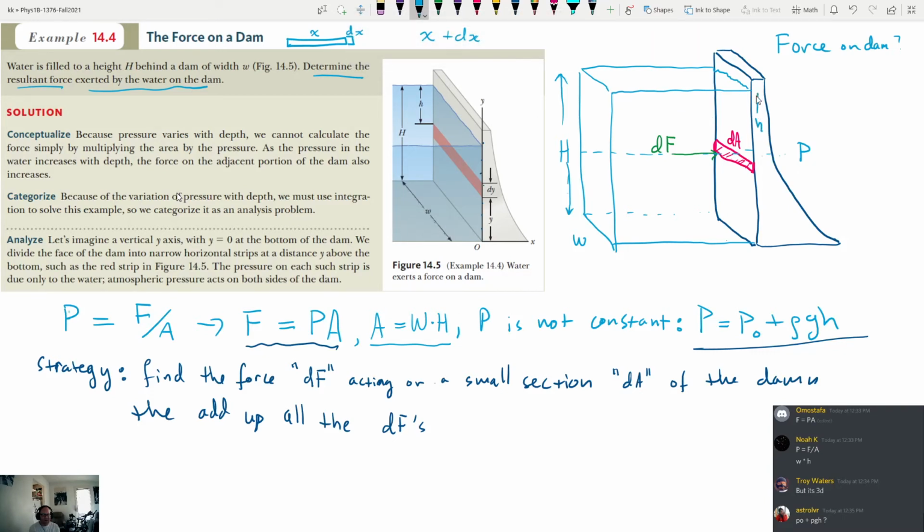If I know the height h down to this point, that means I know the pressure. Then I can calculate the force dF acting on this strip dA. We're just going to look at this equation, right? Look at that equation. We're going to put dF on the left-hand side. The pressure is just going to stay P, and then we're going to change the area to dA.